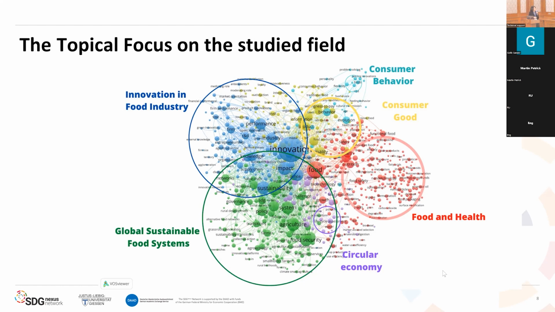Then we have the meso level with innovation in the food industry. And the micro level consists of three clusters: consumer behavior, consumer goods, and food and health.